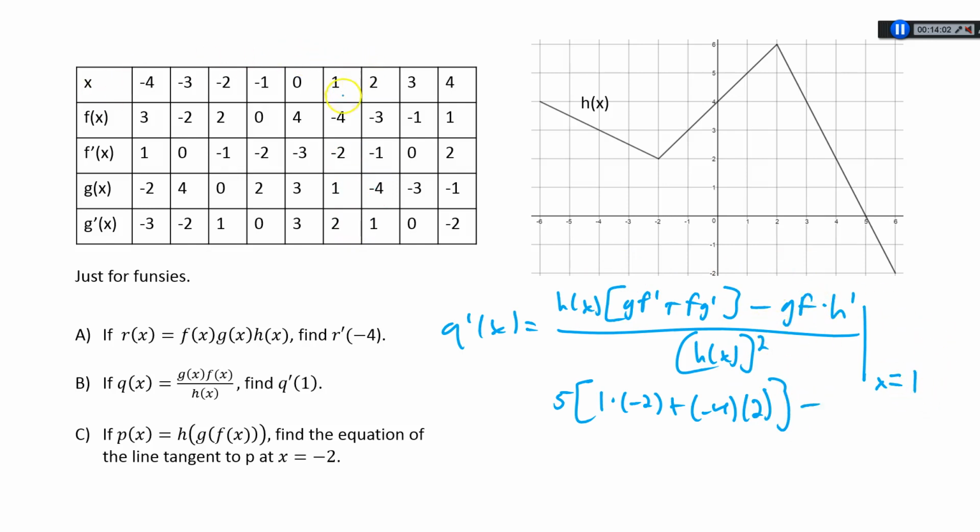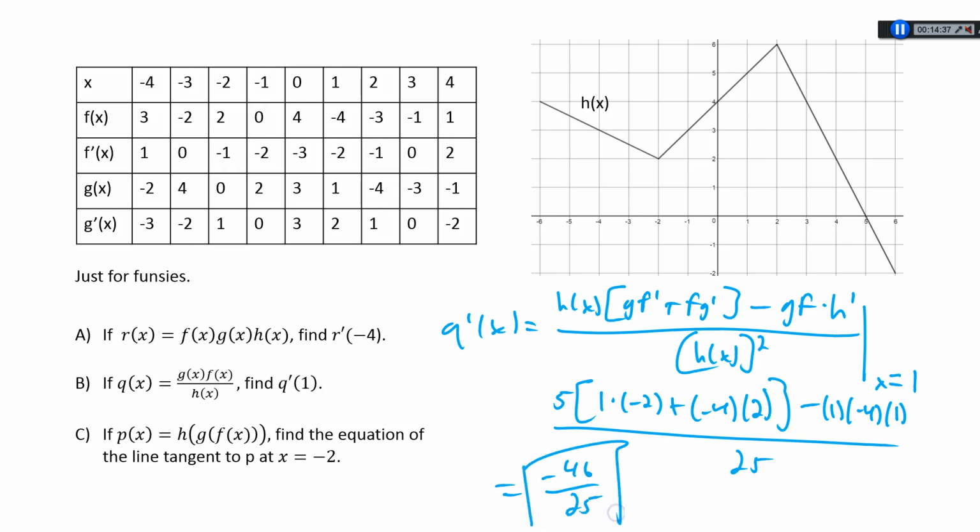Then minus gf h prime. G of 1 is 1, f of 1 is -4, and h prime of 1 is 1. All divided by h of x squared. H of 1 is 5, squared is 25. Alright, so let's simplify that out. -2 minus 8 is -10, times 5 is -50. Looks like plus 4. So that would be -46 over 25. And that's irreducible because 25 is 5 squared and no 5 is going to 46.